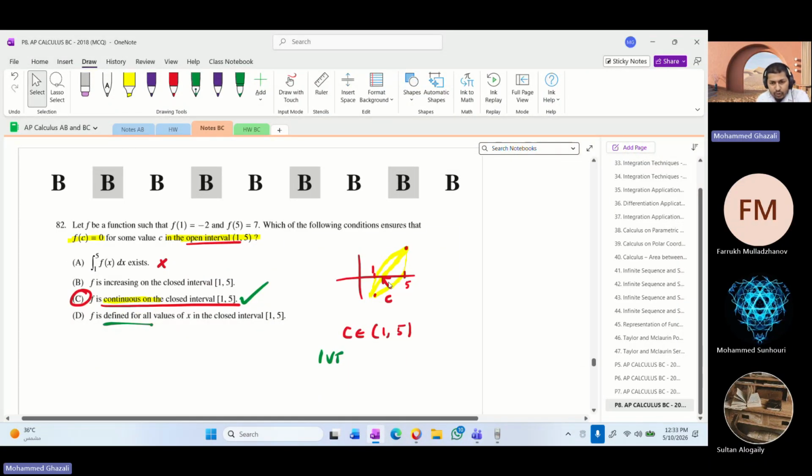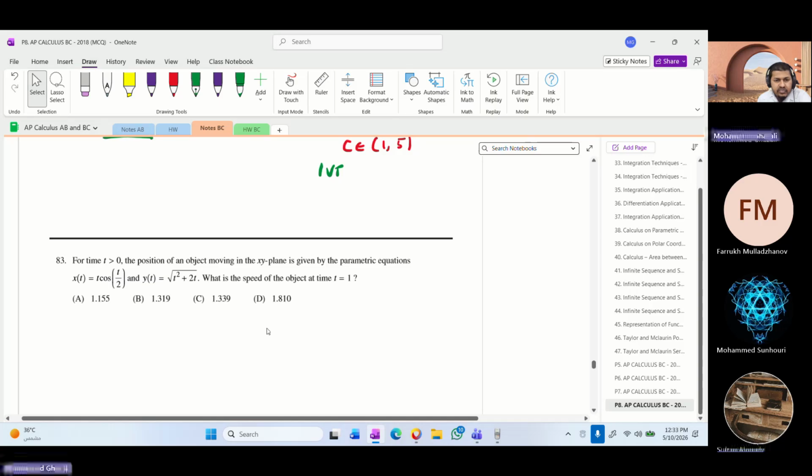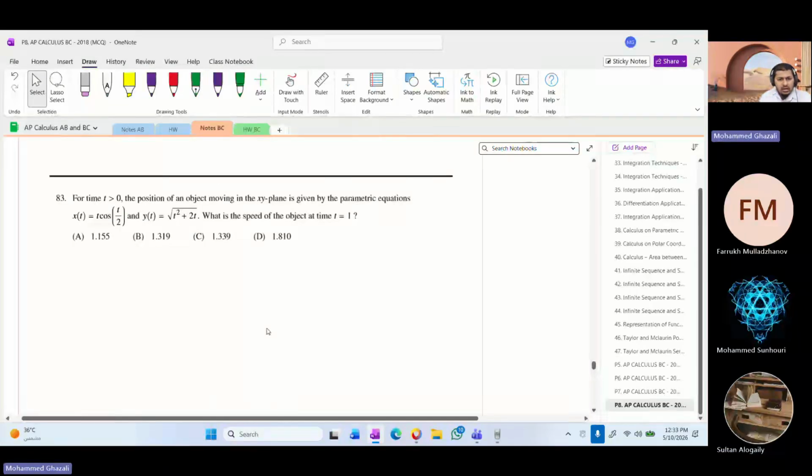Because at the point C, you can have a broken graph. But then it won't be defined for values of x in the interval. Yeah, it has to be continuous, right?